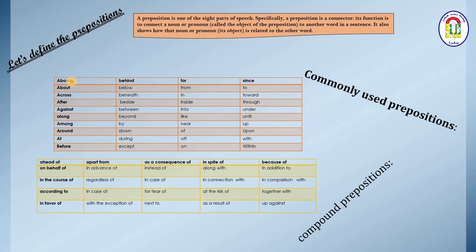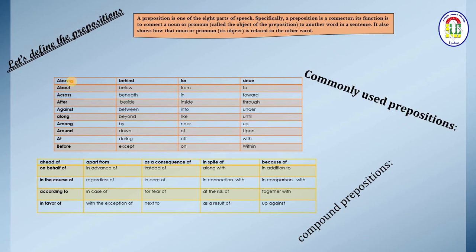We have down, during, except, for. We use for as a coordinating conjunction, and we can use it as a preposition. I say, for example, I stay here for 2 hours, the duration, and I was late for the bus, or the bus was late.